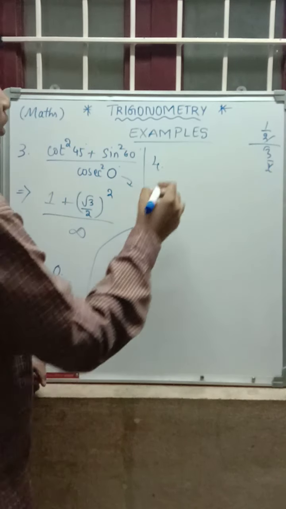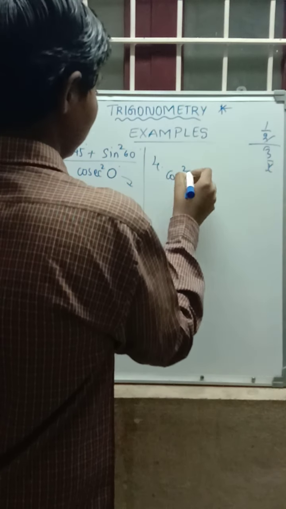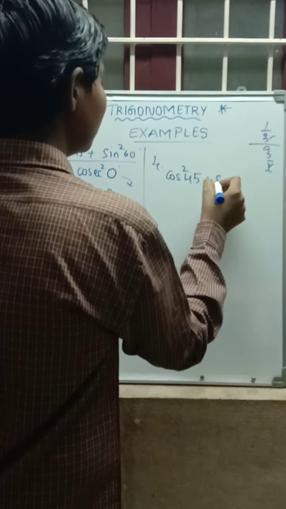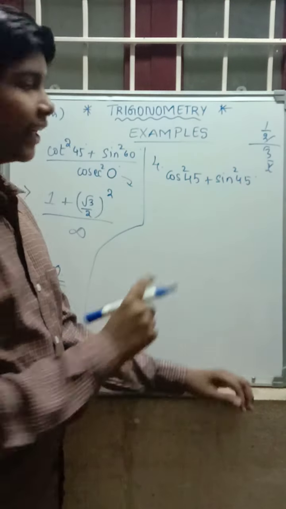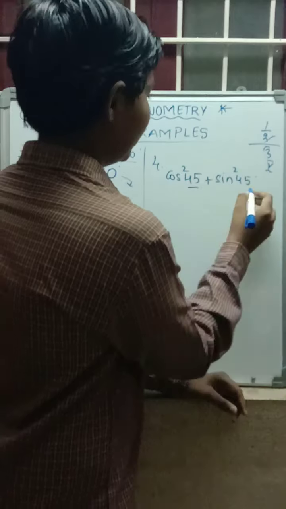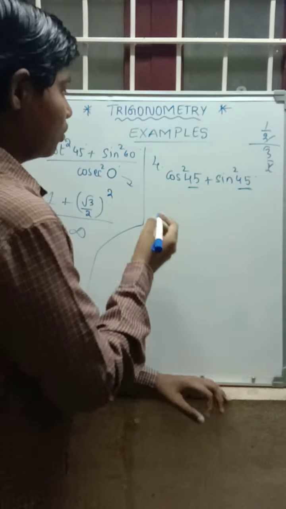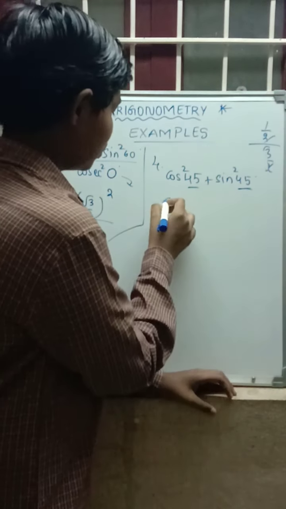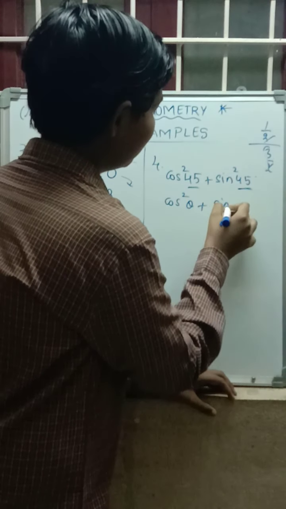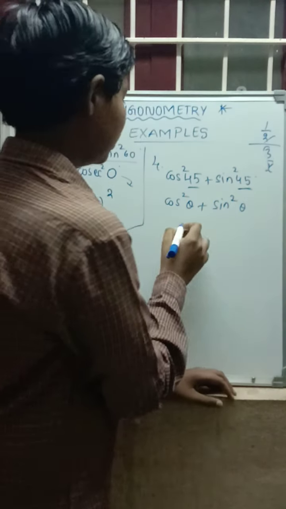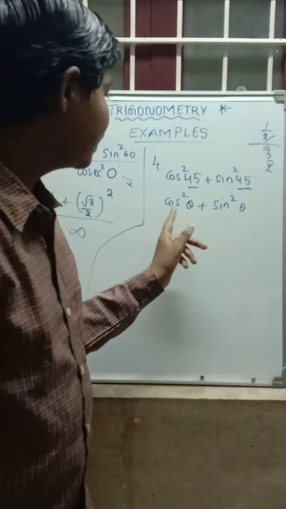Fourth one: cos square 45 plus sin square 45. Like this, theta is same here. Theta is same, so we can take cos square theta plus sin square theta. Directly there is a formula for this. It is 1.